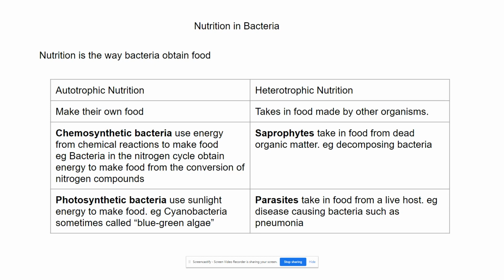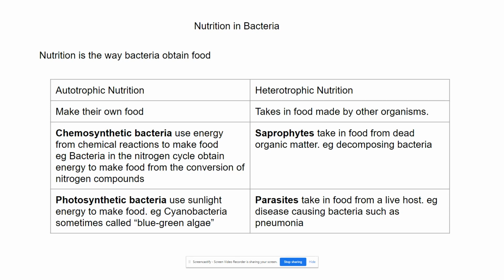So these are plant-like bacteria, I suppose. They're not plants, but they obtain their food in the same way that plants do. They use sunlight energy to make food. The group that you should remember are called cyanobacteria. Sometimes they're called blue-green algae. Okay, these are photosynthesizing bacteria.